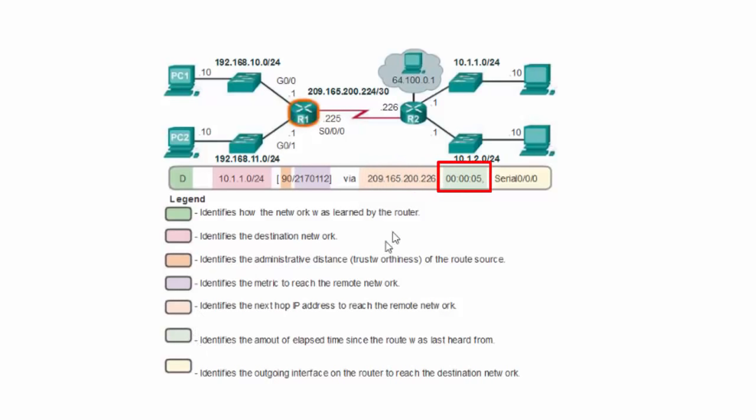The last thing is this green part, which indicates the amount of elapsed time since this route was last updated. So if a route does not get updated for a very long time, it times out and it removes this row from the routing table. So that time indicates how fresh this routing line is.